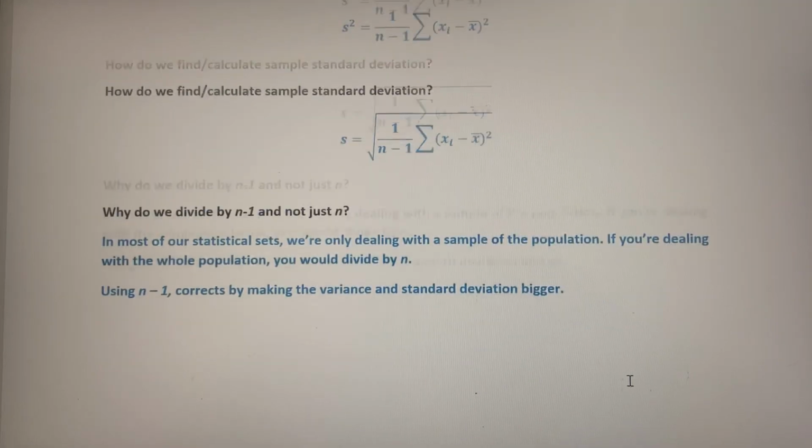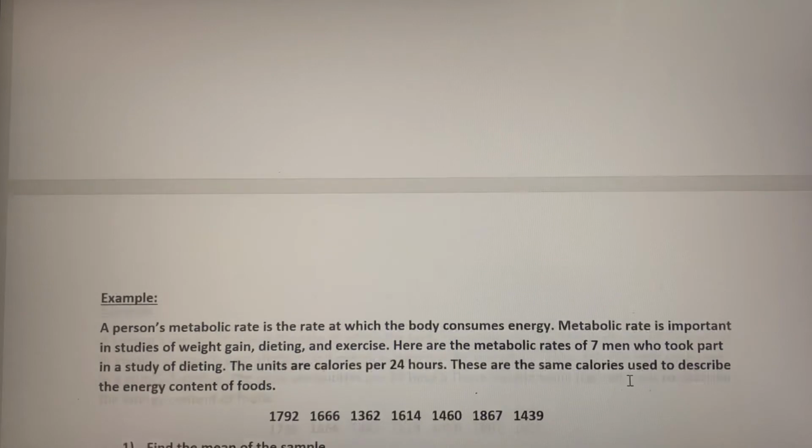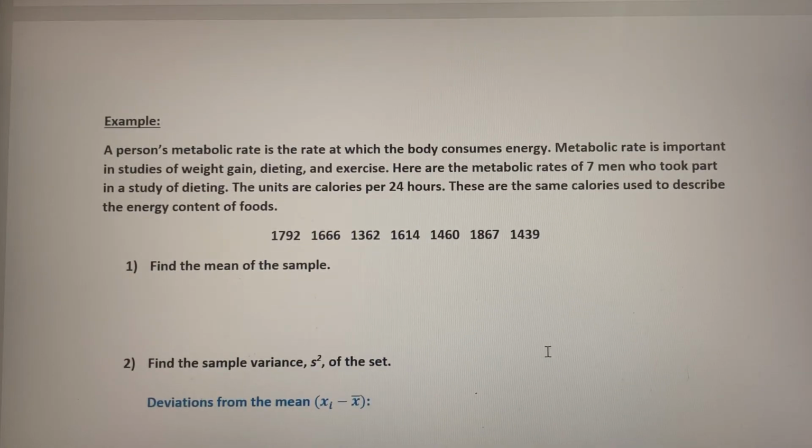So let's get into the meat of this here. We've got some data here. A person's metabolic rate is the rate at which the body consumes energy. It's important in studies of weight gain, dieting, and exercise. We've got 7 data points here. It's a very small set because we're making a video here. It's important to note that the units are in calories burned per 24 hours, and we're going to use these 7 values.